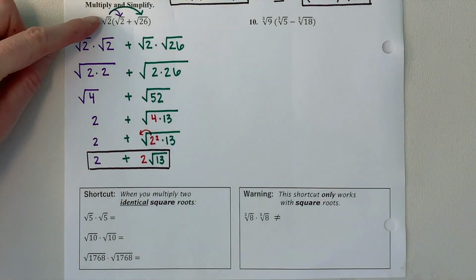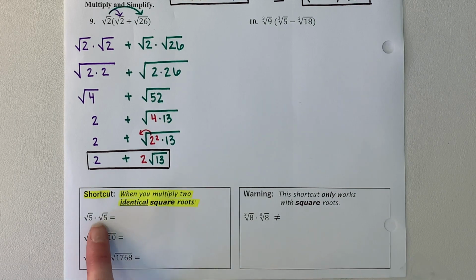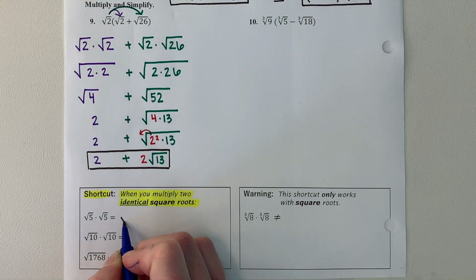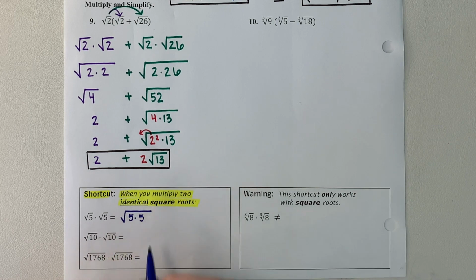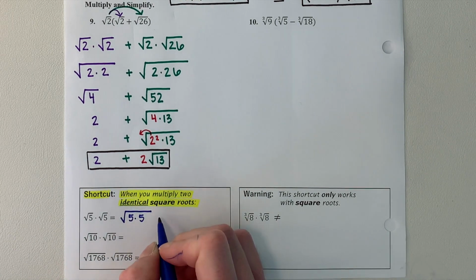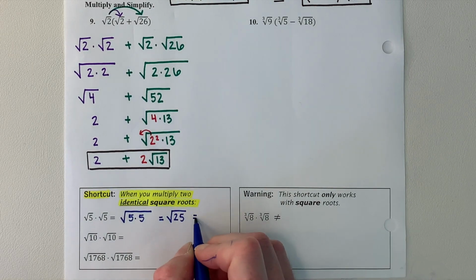Now, we could have actually used a shortcut here. When you multiply two identical square roots, there's a nice shortcut you can use. Before I tell you the shortcut, let's look at some quick examples. If we're multiplying the square root of 5 times the square root of 5, the product property of radicals says we can combine that multiplication underneath one square root symbol, which would give us the square root of 5 times 5, which equals the square root of 25, and the square root of 25 is equal to 5.